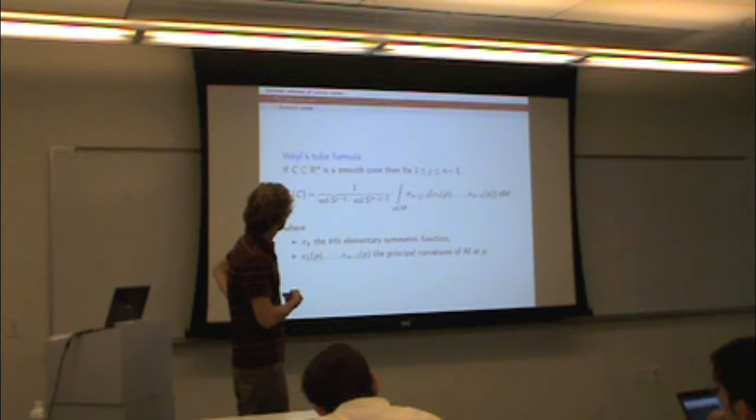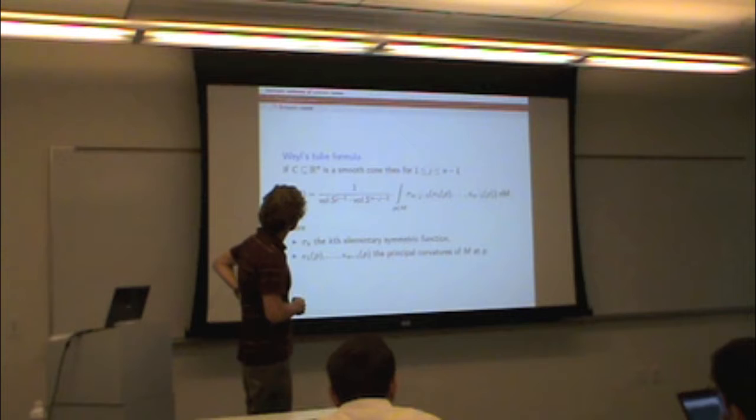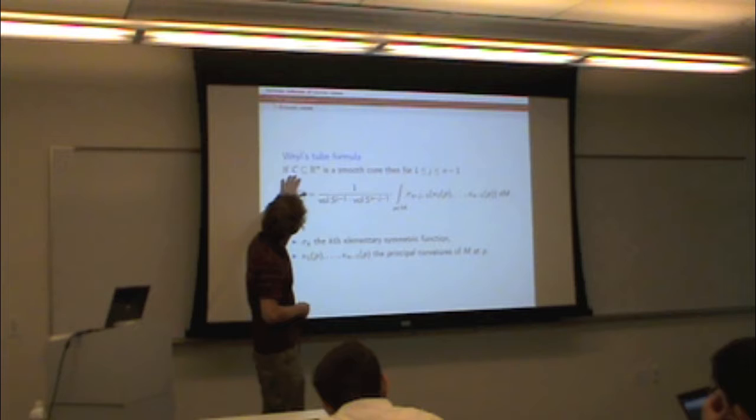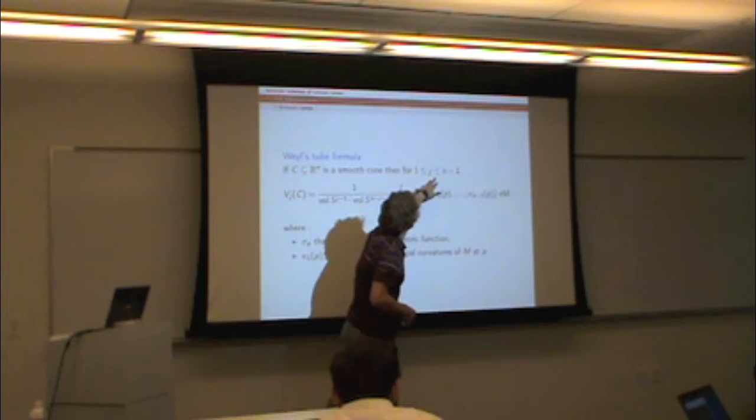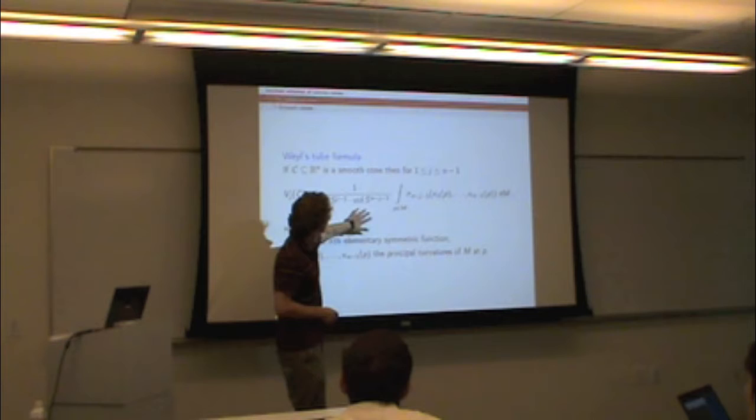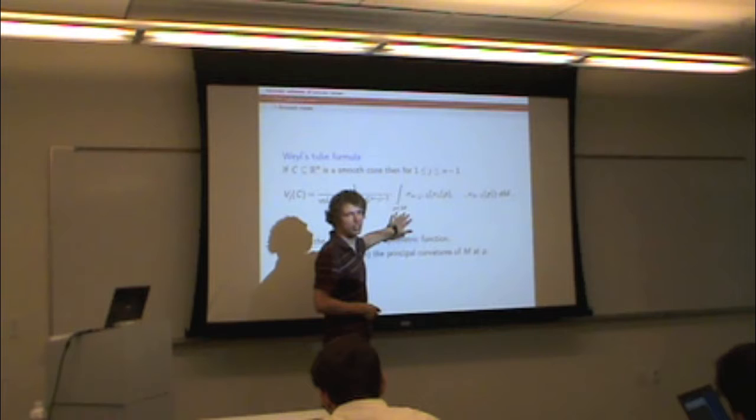It may look a bit complicated, but it's not so complicated. So what does it say? It says that if we have a smooth cone C, then for J from 1 to n minus 1, we can write the intrinsic volume in the following way. So we have some normalizing constants, and then we have some integral over the boundary.